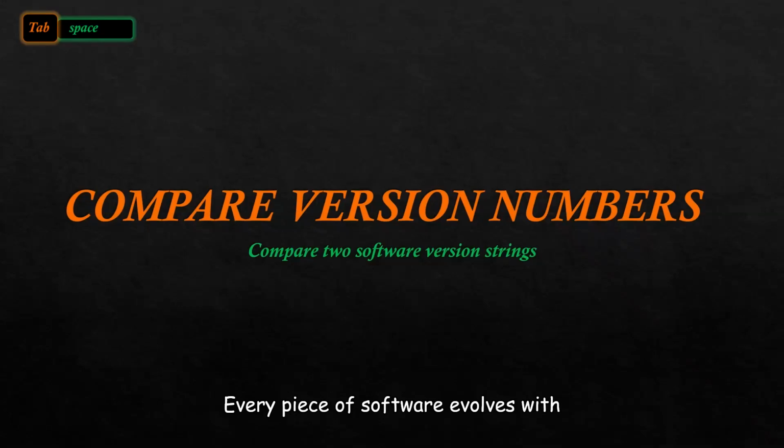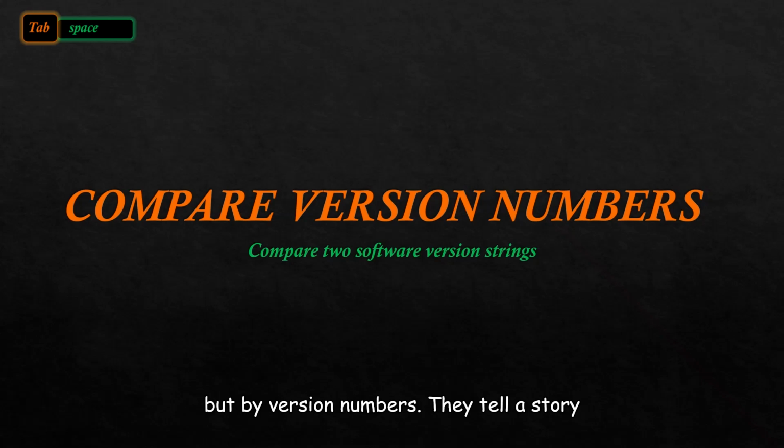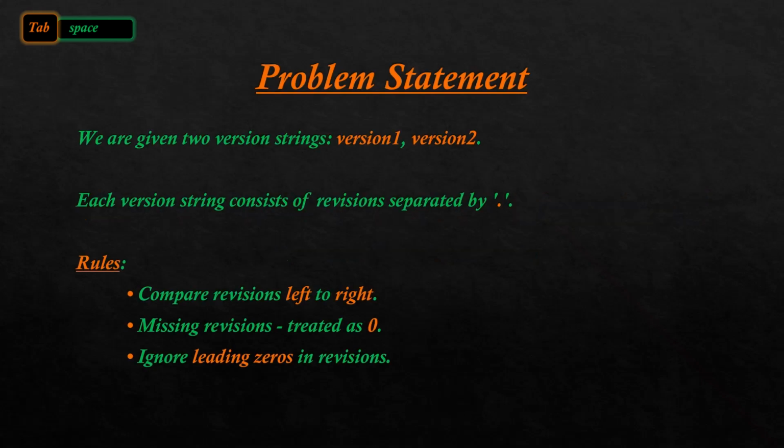Every piece of software evolves with time, marked not by sessions or years, but by version numbers. They tell a story of progress, of fixes and features, of the past and the future. Today, we will explore how to compare two version numbers, a simple yet powerful task in understanding growth and change.